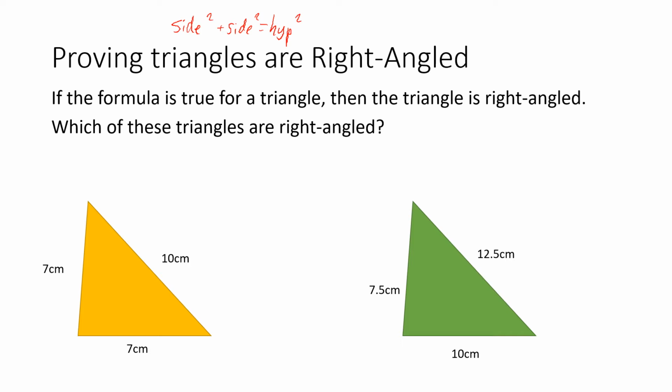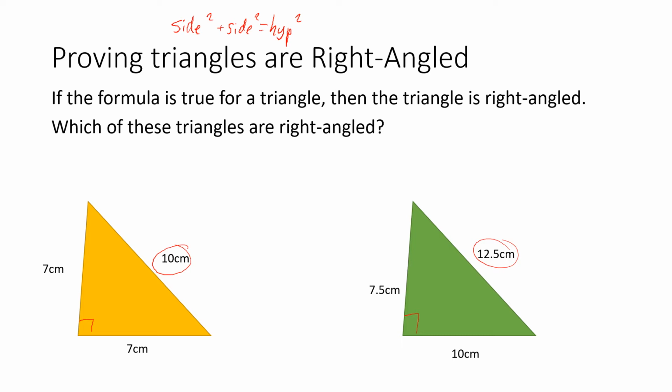Now interestingly, the opposite is also true. If the theorem works, then the triangle must be right angled, and you can occasionally get asked this. So here's 2 examples. Which of these are right angled? We're assuming they're not drawn evenly. We're also going to assume that these are the hypotenuses because they're the longest sides, and if those are the hypotenuse, they must be opposite the right angles. So let's see if the formula actually works.